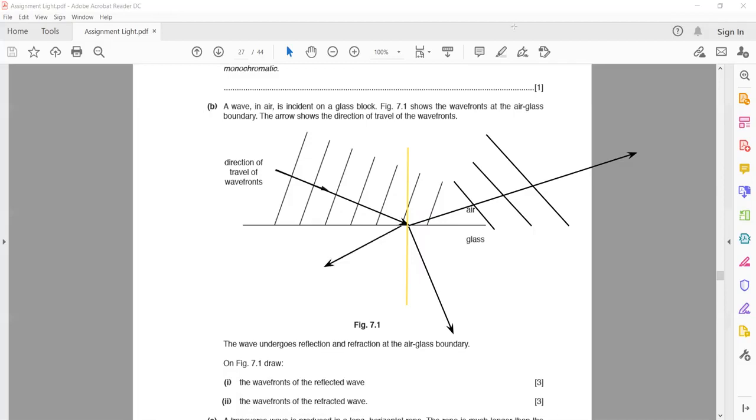As it slows down, these wavefronts will be closer to each other. Is it clear? This is the figure which in terms of wavefront you have to complete. In reflection, the direction only changes, but the distance between the wavefronts remains same. But moving from air to glass, the light slows down. As it slows down, the wavelength decreases. That's why the wavefronts will come closer.